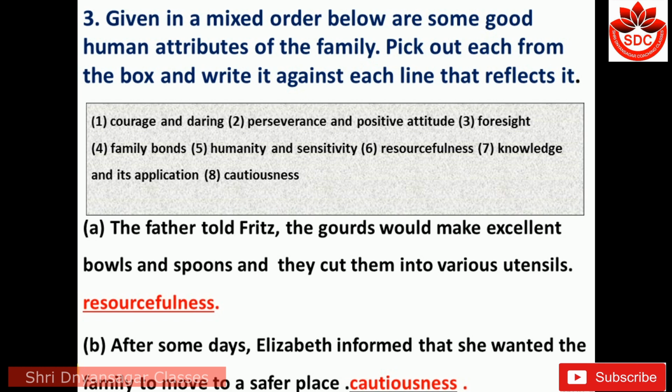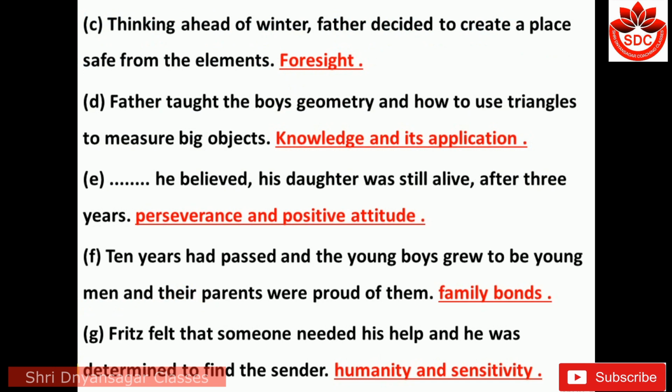A. The father told Fritz the gourds would make excellent bowls and spoons, and they cut them into various utensils. Here, resourcefulness is the attribute. B. After some days, Elizabeth informed that she wanted the family to move to a safer place. Here, cautiousness is shown. The attribute cautiousness is here in this sentence. Thinking ahead of winter, father decided to create a place safe from the elements. Here, foresight.